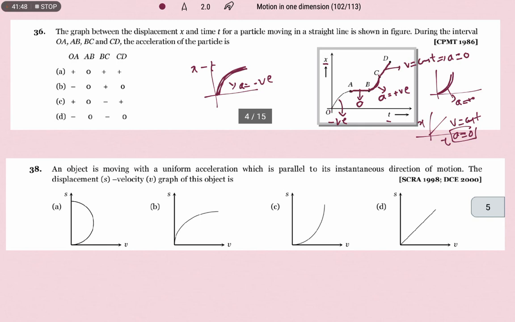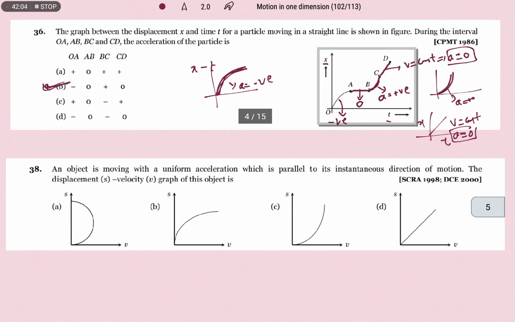And B to C is positive. Only in option B do we get the analysis we made from the graph. So option B is the correct answer. Right, let us see the next one.